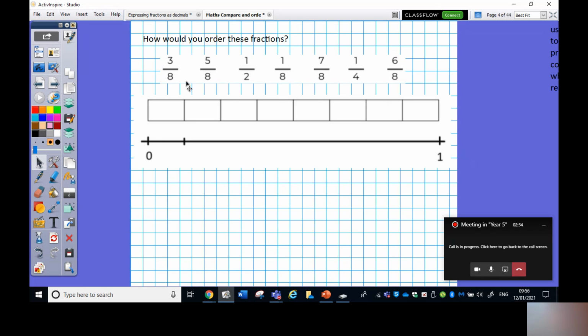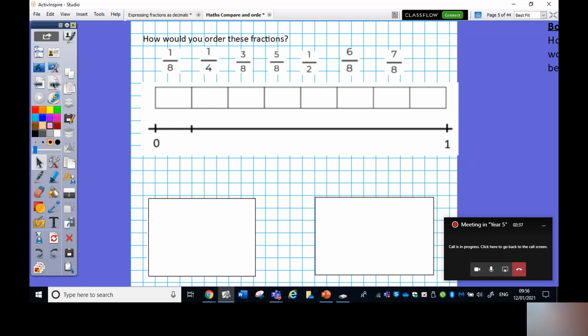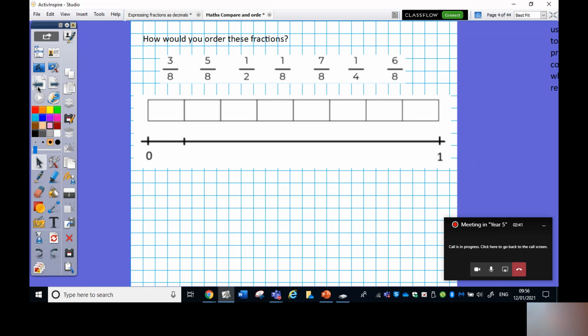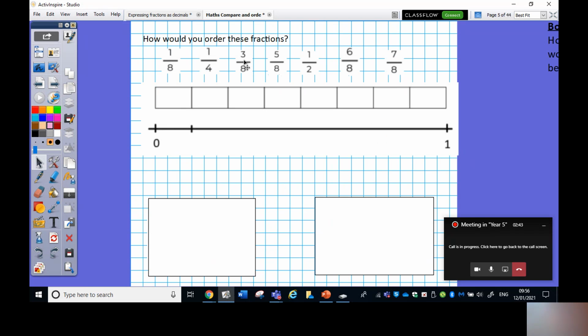Okay, so let's take a look. The first one, 3/8. I can see that I have 8 here, 8 parts. 3/8 will be 1, 2, and 3. So I'm going to put that there. Was your finger there? Good job.